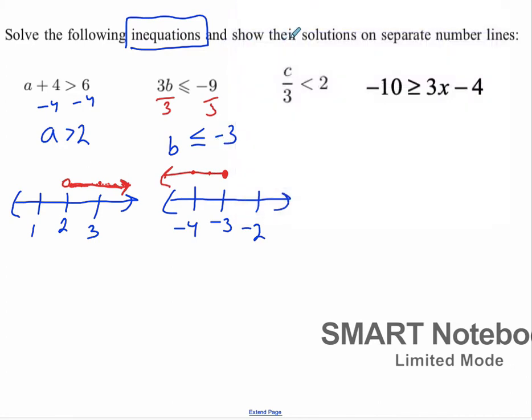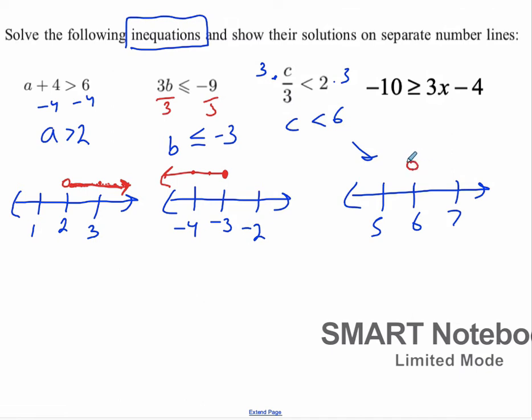In the next example, we can multiply both sides of this equation by 3, and we get c is less than 6. So I'm going to draw the number line over here, 6 in the middle, and then 1 less is 5, 1 bigger is 7. I should have probably spaced that a bit better. Less than 6 does not include 6, and less than is this way, so this is how we draw the graph.